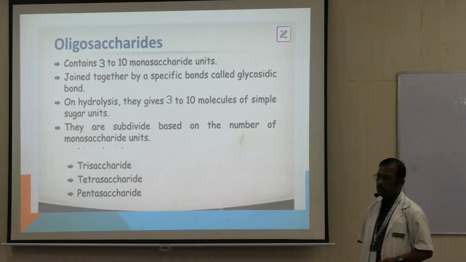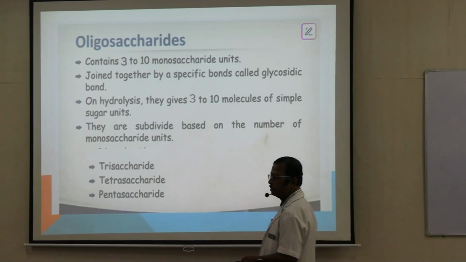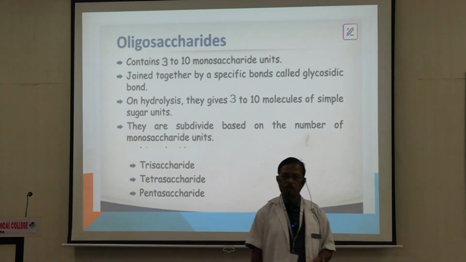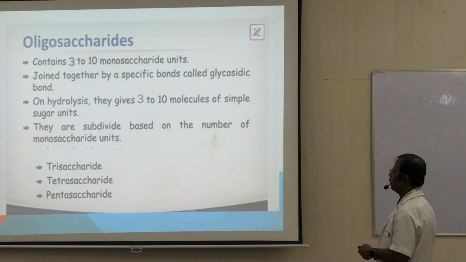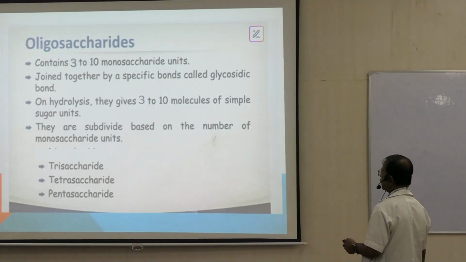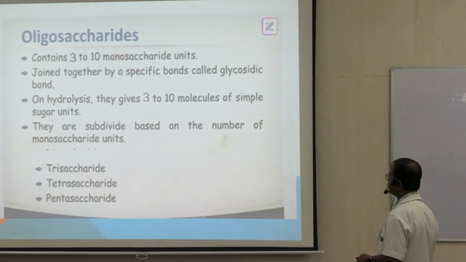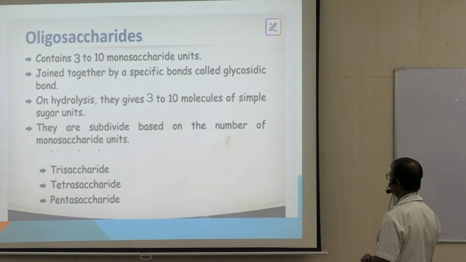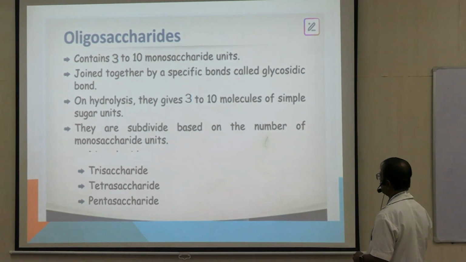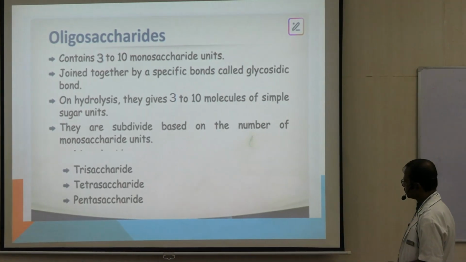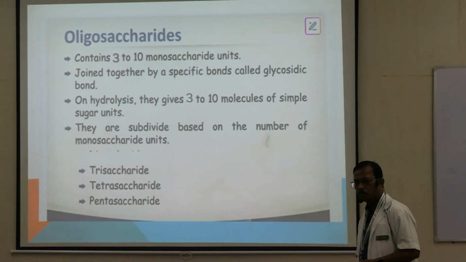So, coming to oligosaccharides, they have 3 to 10 monosaccharides, because I have separated disaccharides as a separate group. Oligosaccharides join together by a specific bond called the glycosidic bond. On hydrolysis, they give 3 to 10 molecules of simple sugar. They are subdivided based on the number of monosaccharides. These are trisaccharide, tetrasaccharide, pentasaccharide.